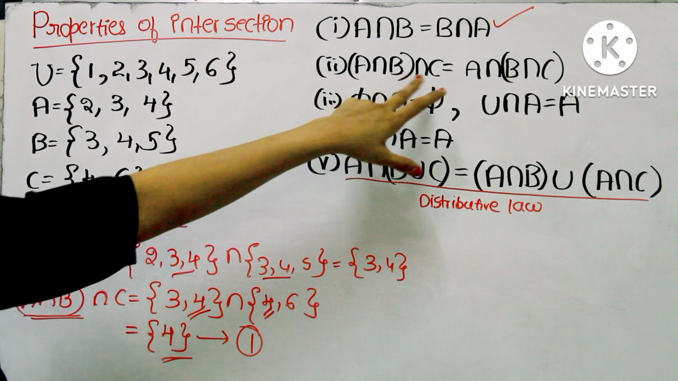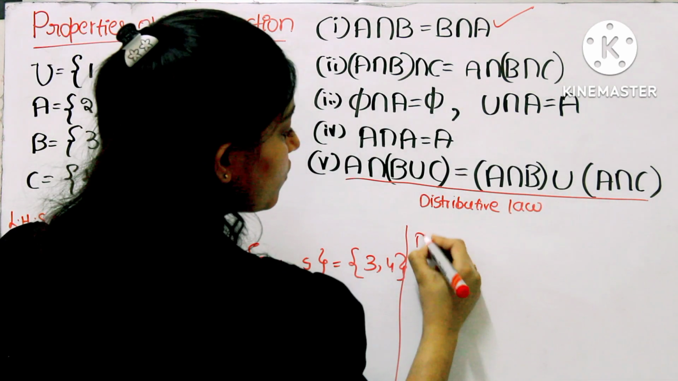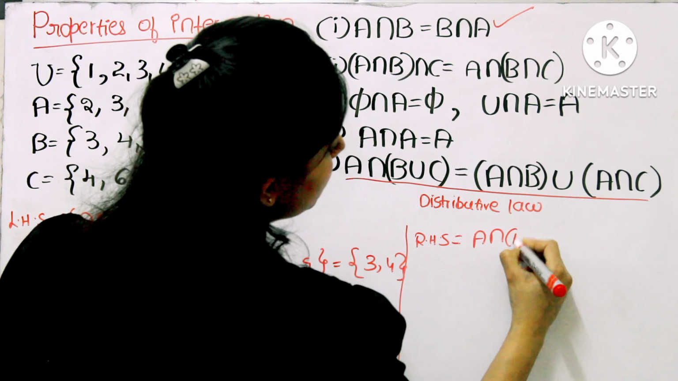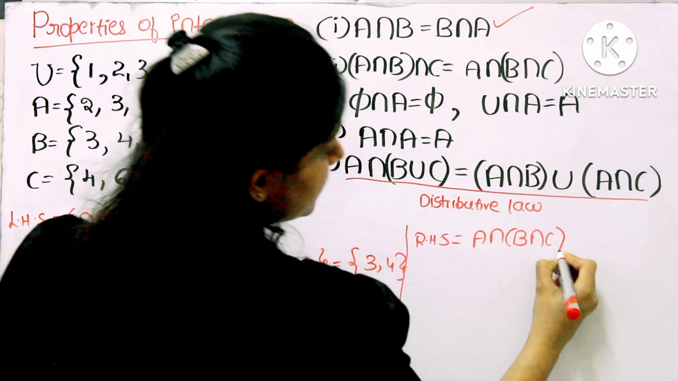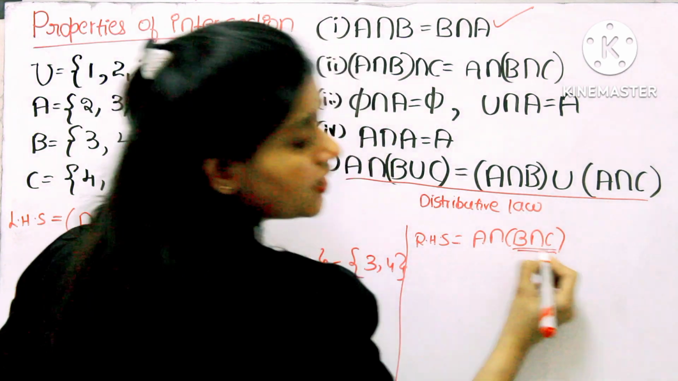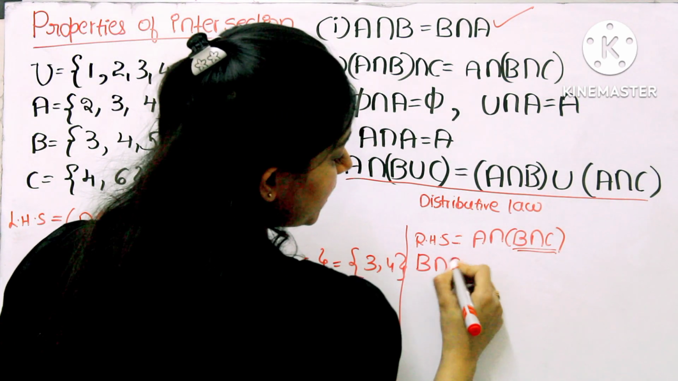Similarly, now we have to find RHS. So what is RHS? RHS is equal to A intersection (B intersection C). Now first we have to solve the bracket. What is that bracket? B intersection C.